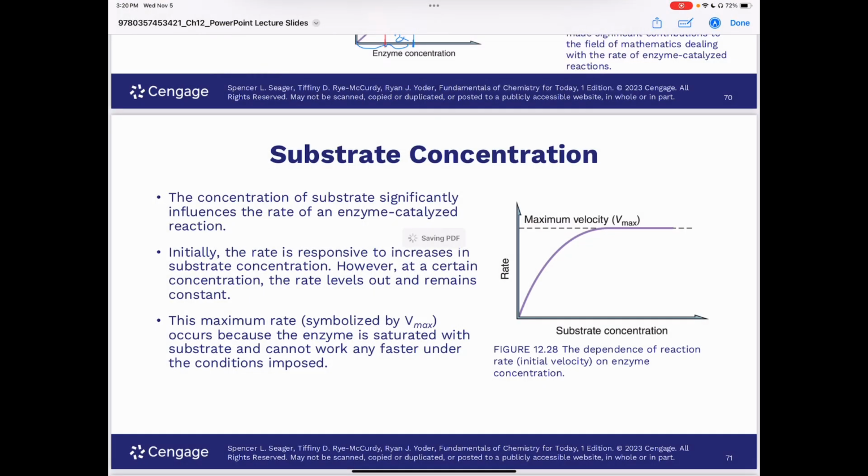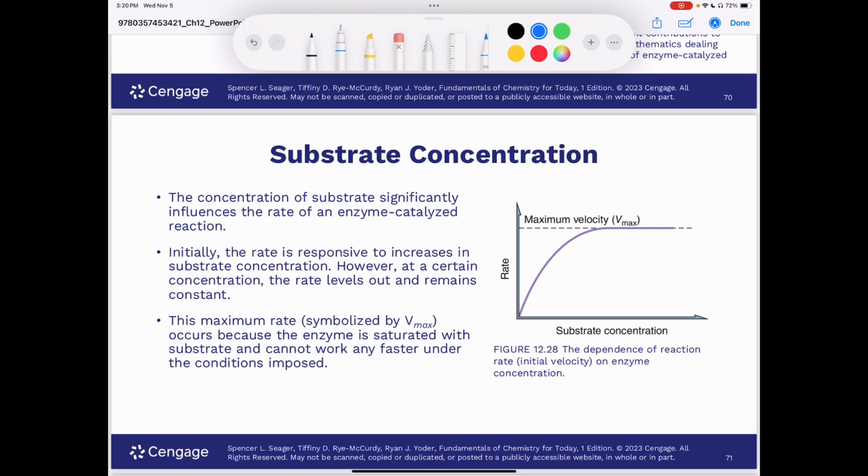Now the graph shown here, figure 12.28, shows that the concentration of the substrate significantly influences the rate of an enzyme catalyzed reaction. Initially, the rate is very responsive to increases in substrate concentration. So you can see here at the beginning, as we increase the concentration of the substrate, the rate is going up. Higher concentration, higher rate. However, once you get to a certain concentration, you can see that it levels out and stays constant. Once we get past this concentration, it just levels off and the rate does not increase whatsoever.